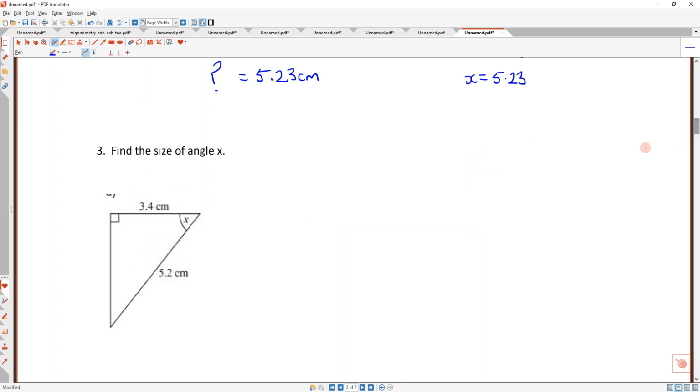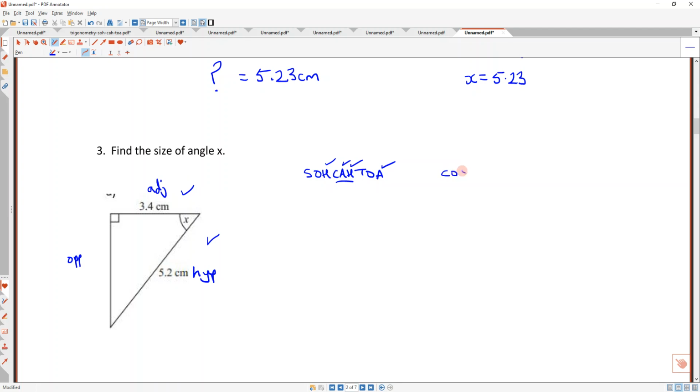Right, this time finding the size of the angle x. Again, same steps. This is our angle, so this is our opposite side. This is the right angle, so this is the hypotenuse. The one left over is the adjacent. So, SOHCAHTOA. We know the adjacent and hypotenuse. So I'm going to use cos because I've got both the adjacent and the hypotenuse.